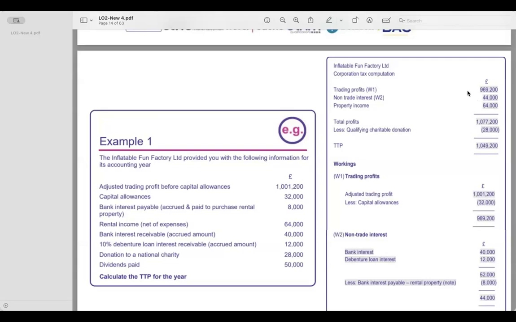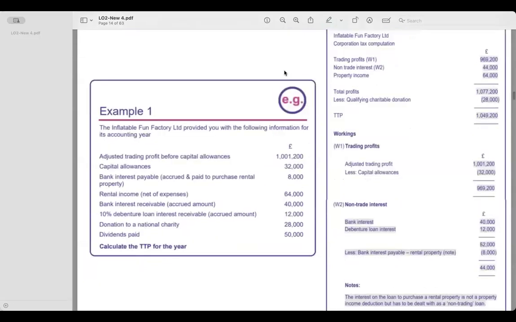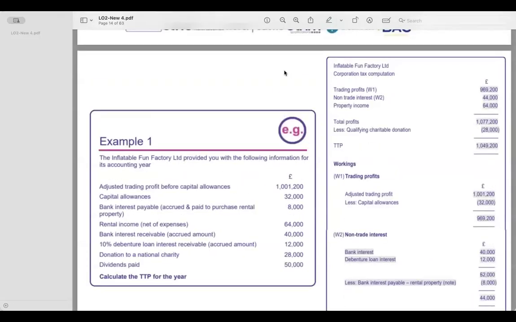Total profit: adding up the trading profit, non-trading interest, and property income, we get the total profit of 177,200 pounds, less qualifying charitable donations of 28,000, and the total taxable profit is 149,200 pounds. So this is the taxable total profit.